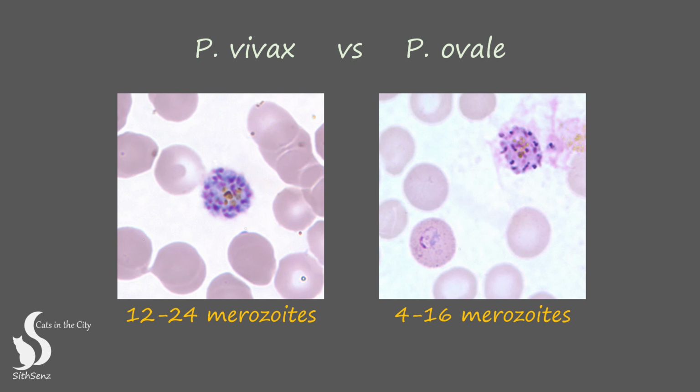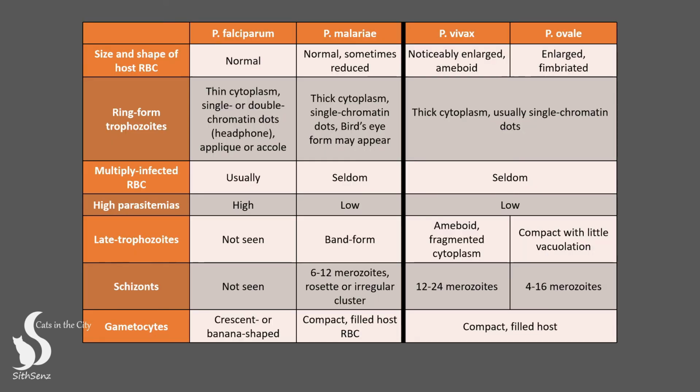Let's check my notes again. I would also add that trophozoites of Plasmodium vivax and ovale usually have thick cytoplasm and a single chromatin dot. And we don't usually see multiple trophozoites per RBC. And Plasmodium vivax and ovale usually cause low parasitemia as well. That just about wraps it up for today.